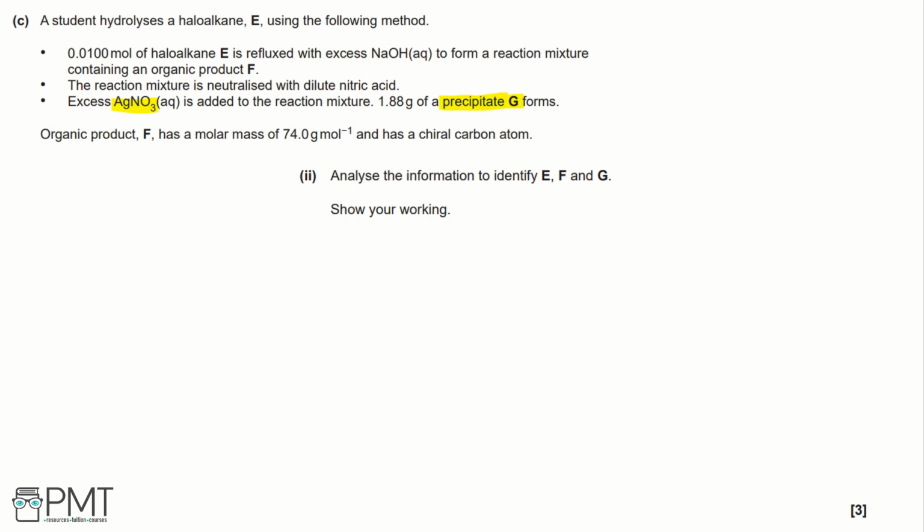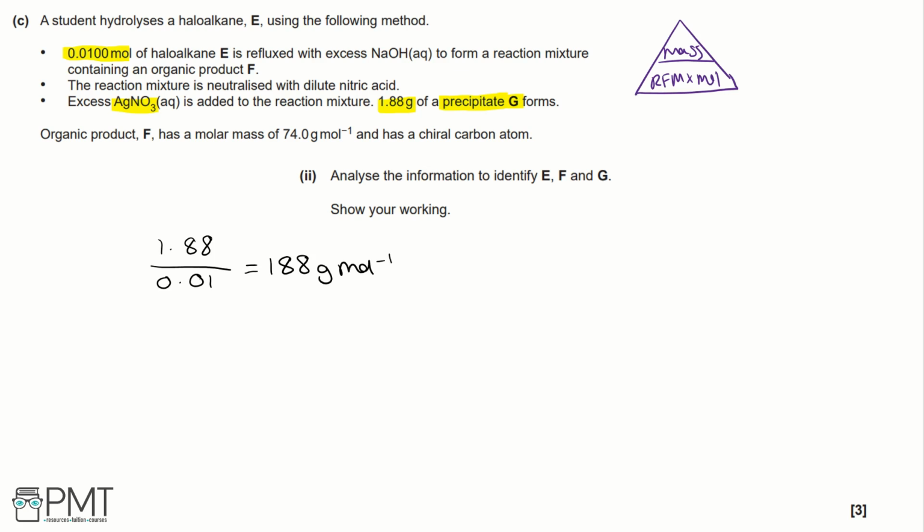So what we can do is we can work out the halogen. So we can use the mass of the precipitate formed and the moles of the haloalkane, because it's going to be the same number of moles in our silver precipitate. So using the equation triangle of mass divided by relative formula mass times moles. So this is going to be 1.88 divided by 0.01. And this gives us 188 grams per mole. So this is the relative formula mass of precipitate G.